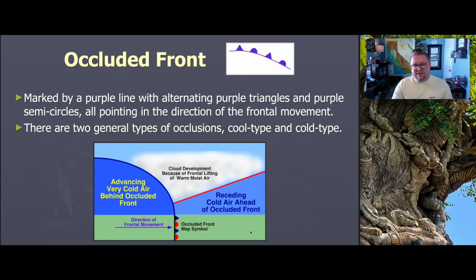We can see there is some frontal movement that does occur, cloud development because of the frontal lifting and the warm, moist air being pushed upward. But these are occluded fronts, and again, we can see through the diagram, advancing cold air on the left, receding cold air on the right, but the left-hand side is very cold air versus the not so cold. So again, it's not quite a warm front because it's a little colder than a warm front, but it's warmer than the very cold air. So I hope that kind of makes sense.